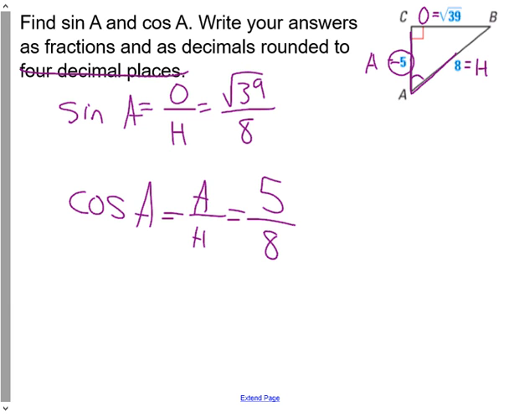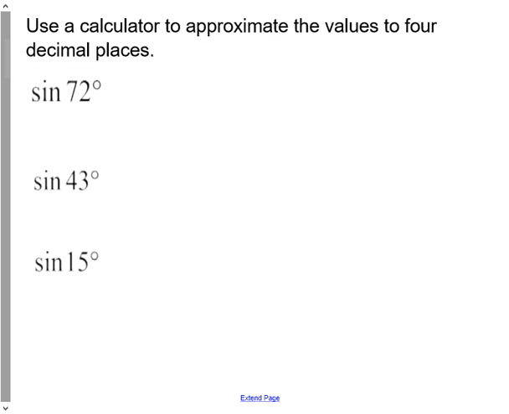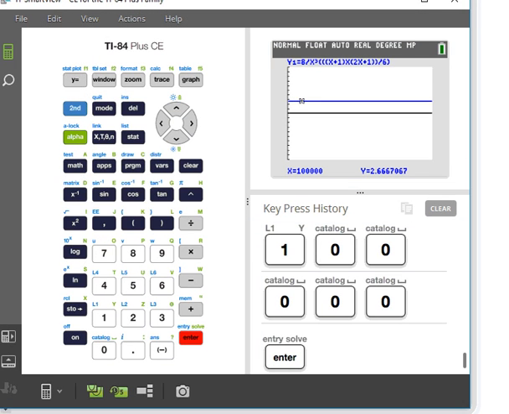And again, we're not rounding to 4 decimal places. That is more calculator practice than we currently need. Moving on. Now, here's real calculator practice. Use the calculator to approximate the value to 4 decimal places. Now, 4 decimal places is fine in this because they are almost always decimals less than 1 if we are in the right mode. So sine of 72 degrees.